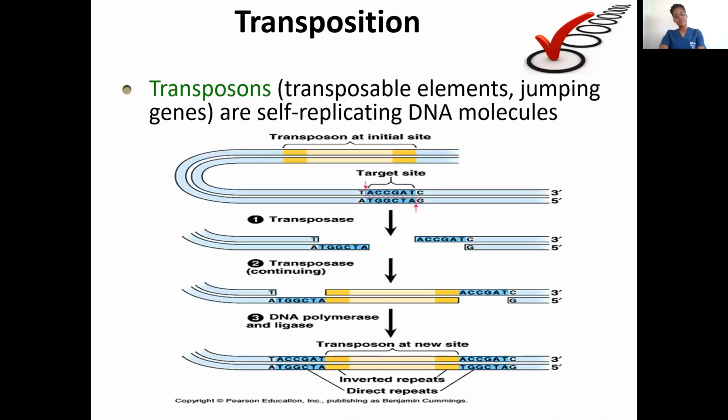So there is one process called transposition, whereby we have a transposon, which is a transposable element, and they are self-replicating DNA molecules. So what happens, for example, when we have chromosomal DNA, for example, this is the circular chromosomal DNA, we will have a transposon in an initial site. So this transposon will process the gene of interest having the transposon protein.